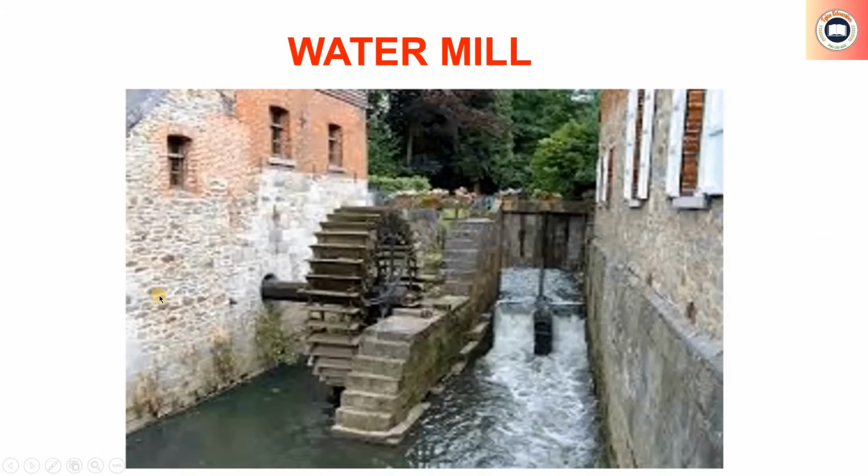Students, now you can see this water mill. A water mill is a mill that uses moving water as power. It is a structure that uses a water wheel or turbine to drive a mechanical process such as milling, grinding, rolling or hammering.